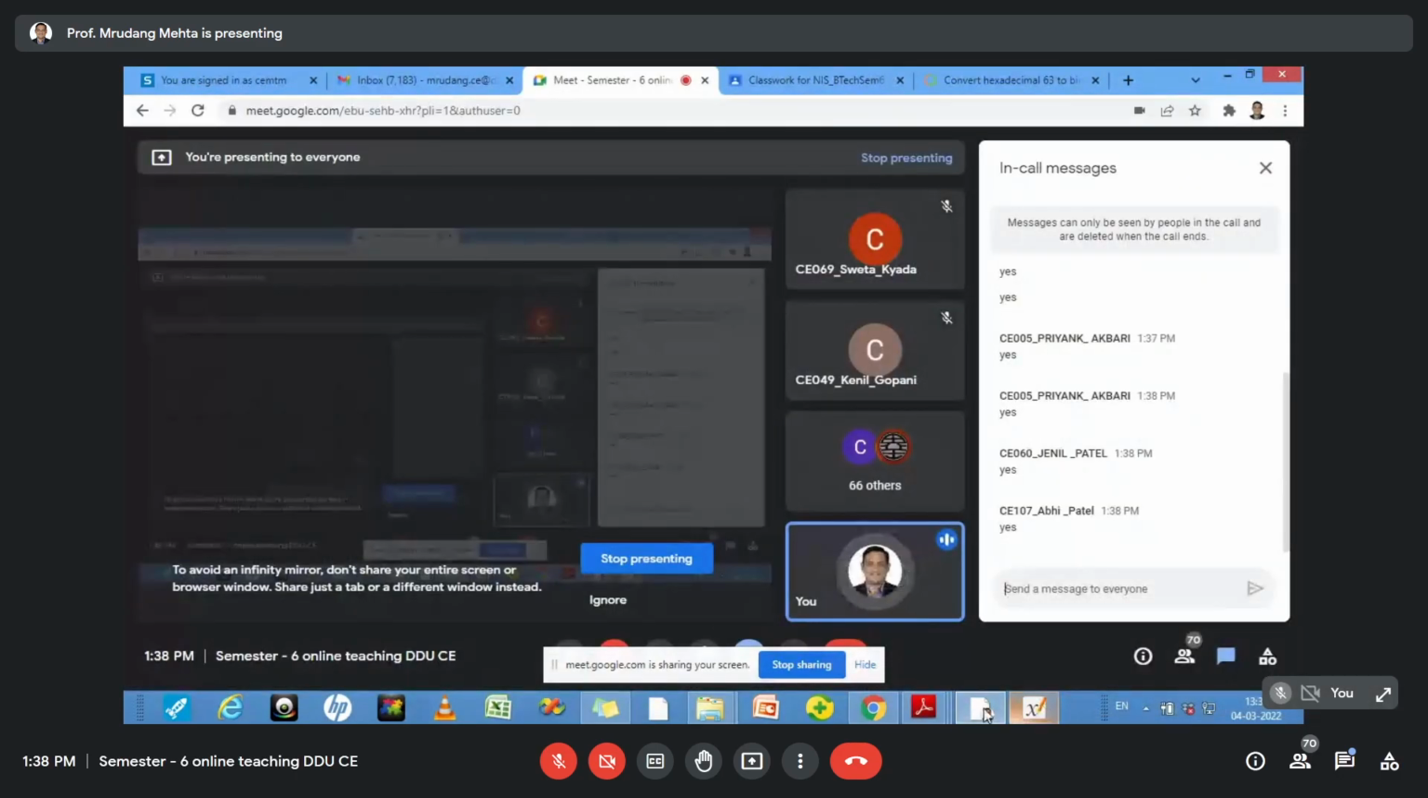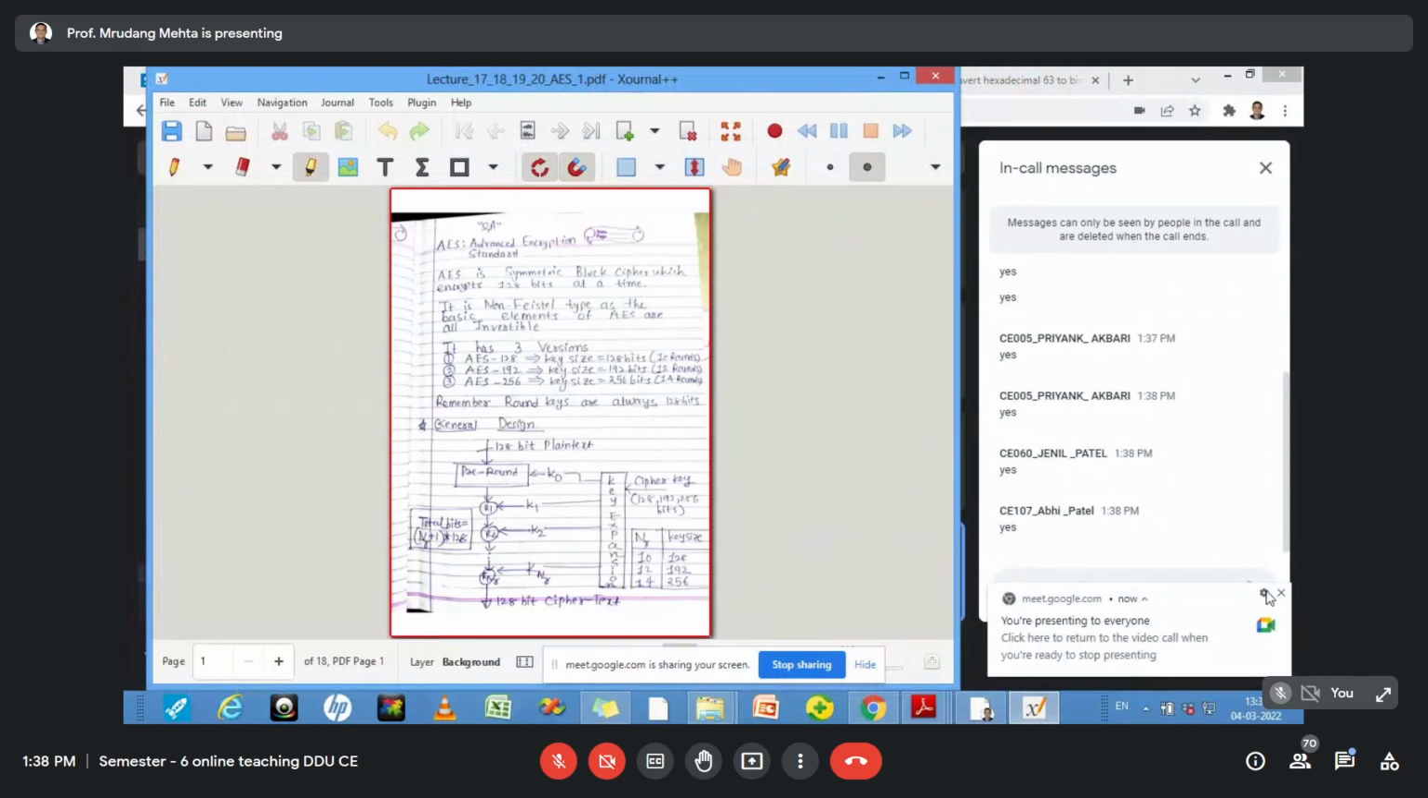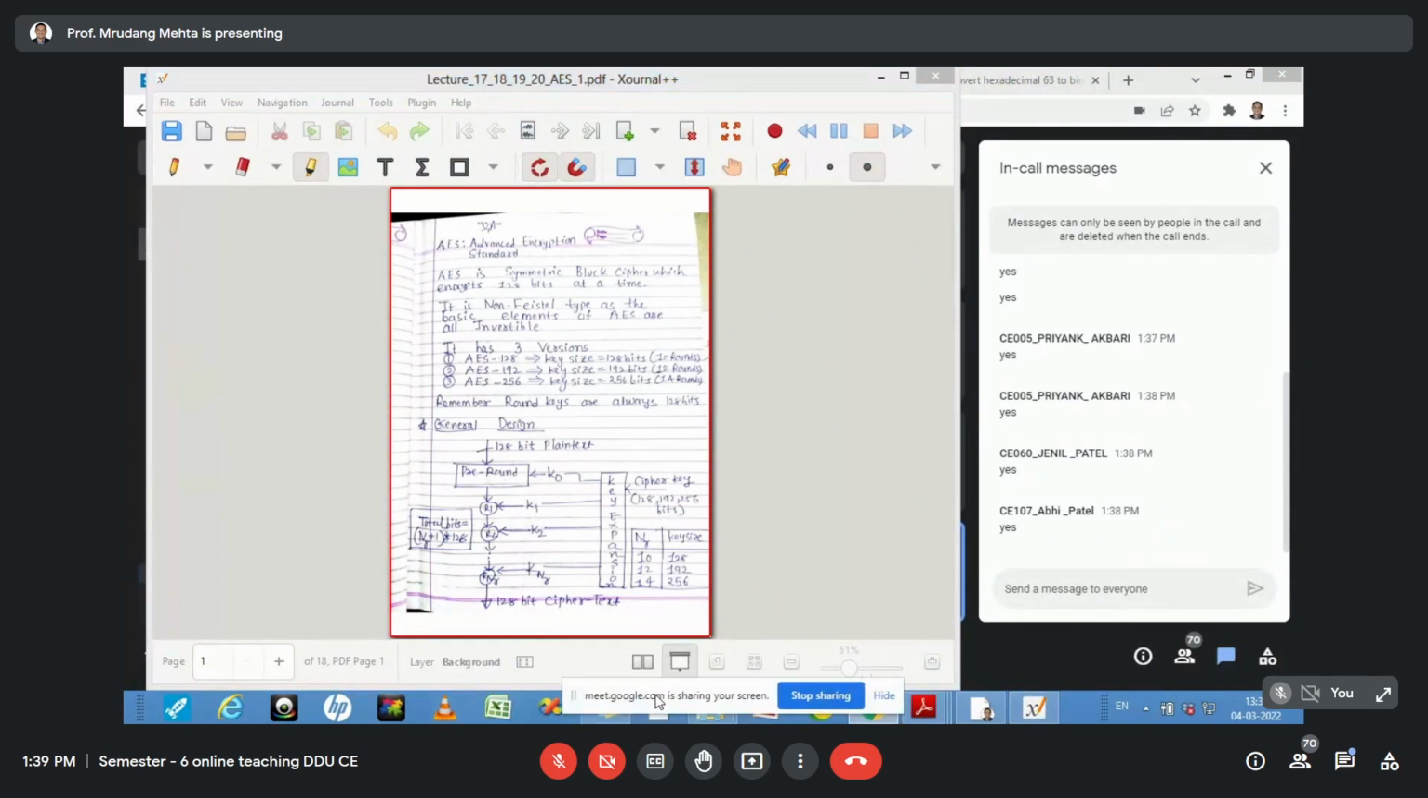So let us continue our discussion. How I performed the transformation. So how is this table prepared? In the last class, I explained to you the entire process of how the table is prepared. For that, we use Galois's field.